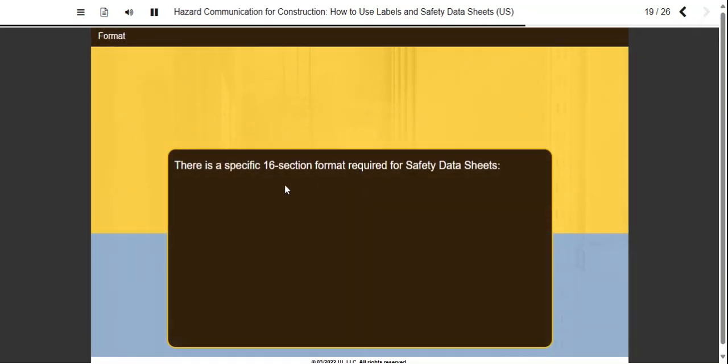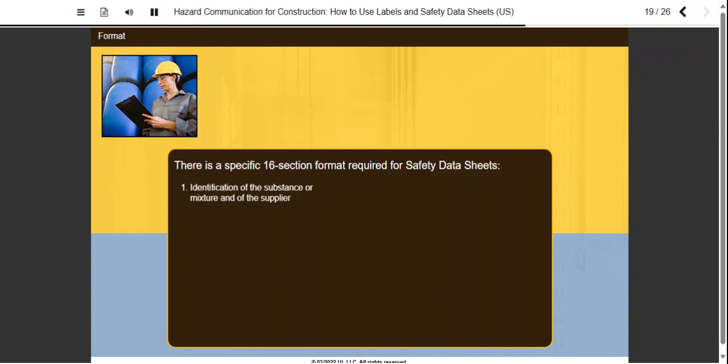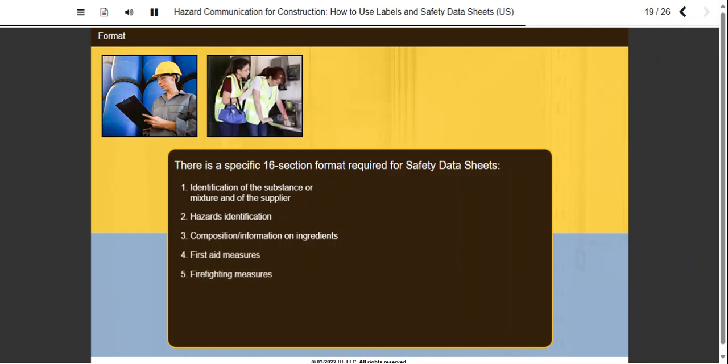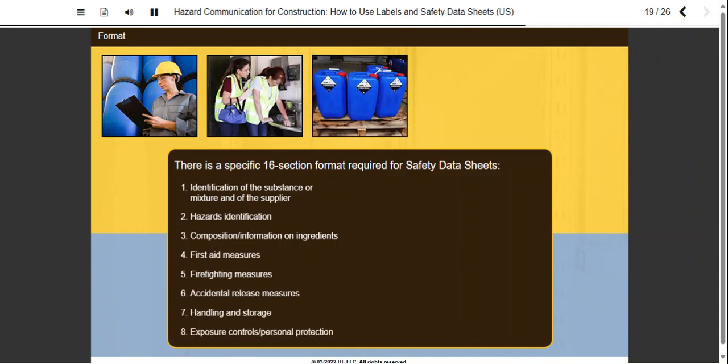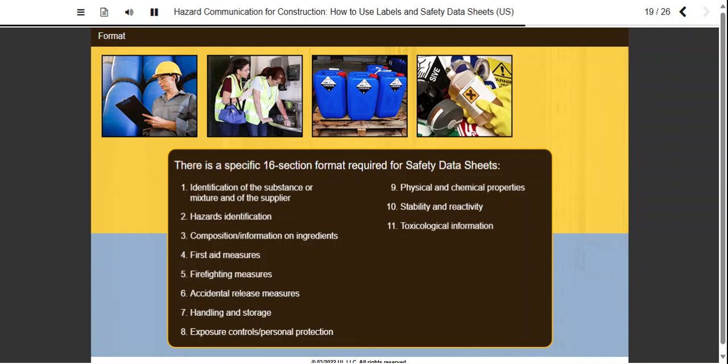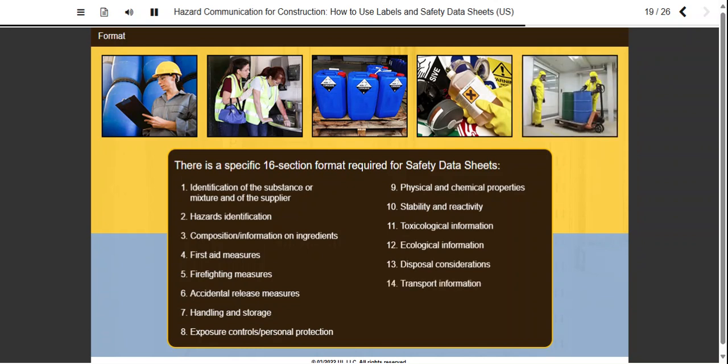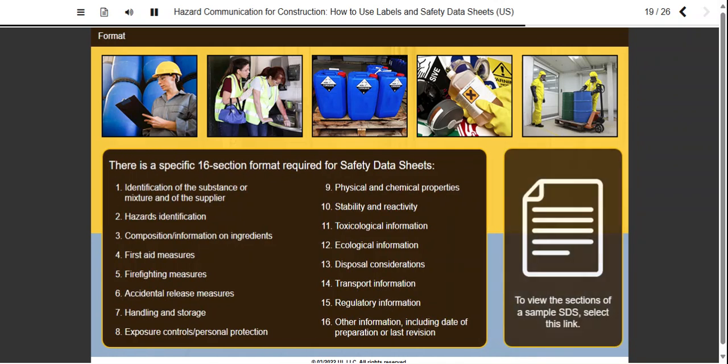There is a specific 16-section format required for safety data sheets. Identification of the substance or mixture and of the supplier, hazards identification, composition or information on ingredients, first aid measures, firefighting measures, accidental release measures, handling and storage, exposure controls and personal protection, physical and chemical properties, stability and reactivity, toxicological information, ecological information, disposal considerations, transport information, regulatory information, and other information, including date of preparation or last revision.